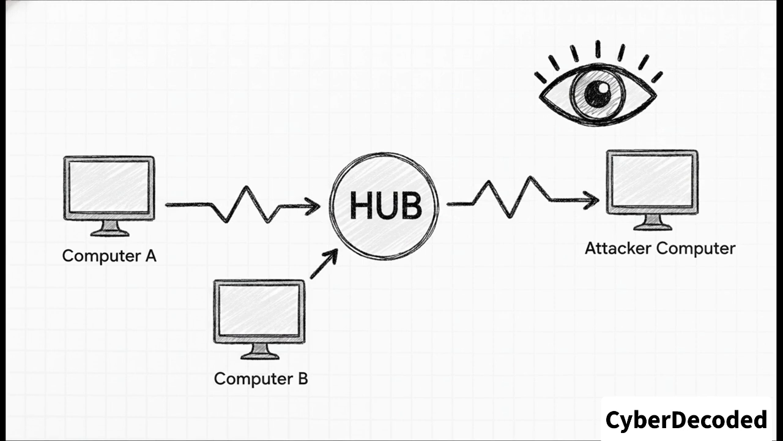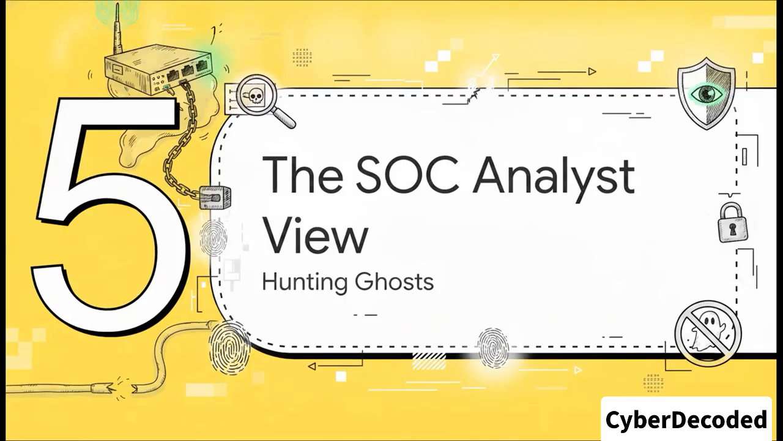No, they literally just plug their laptop into an open port, open a network monitoring tool like Wireshark, set their card to promiscuous mode, and just sit back and passively harvest everything. Intercepting packets is trivial because the hub is politely handing the attacker a copy of every single conversation happening on the network. It is the ultimate enabler for a man-in-the-middle attack.